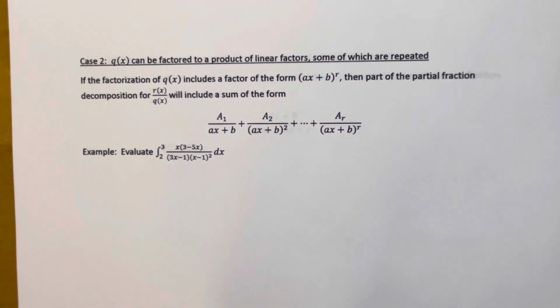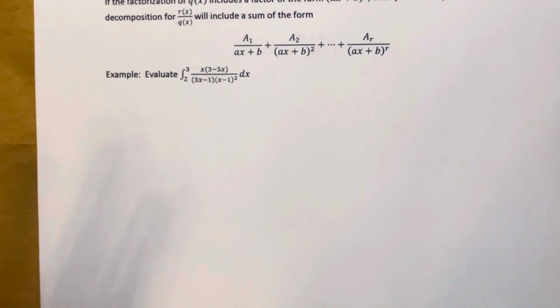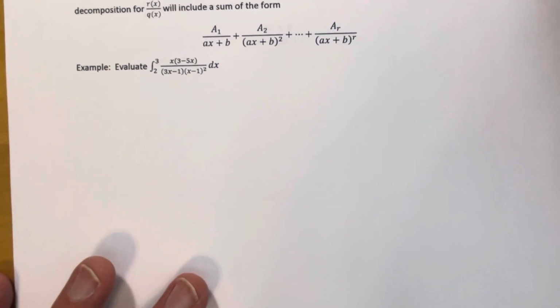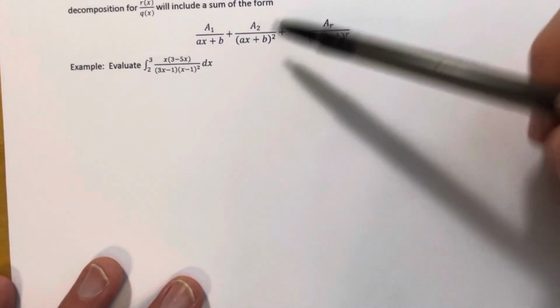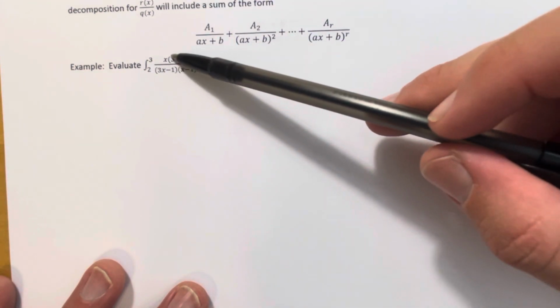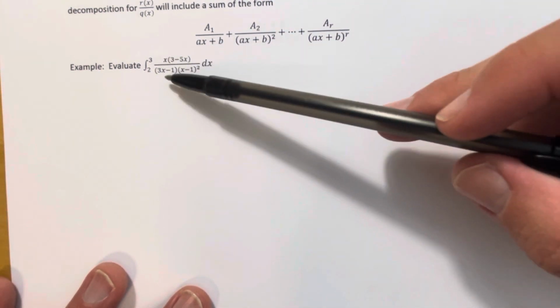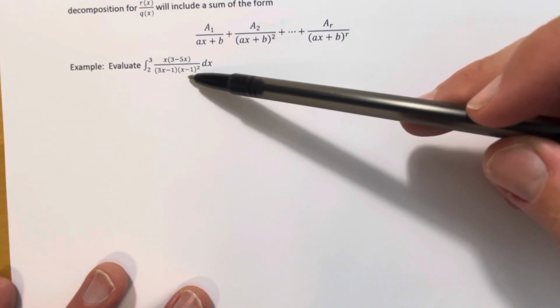So let's see how that would play out in an actual example. This is going to be a definite integral. It's the only definite integral that I'm going to do in this section, but you may see more in the homework. We want to evaluate the definite integral from 2 to 3 of this rational expression right here: x times 3 minus 5x all over 3x minus 1 times x minus 1 squared, okay?